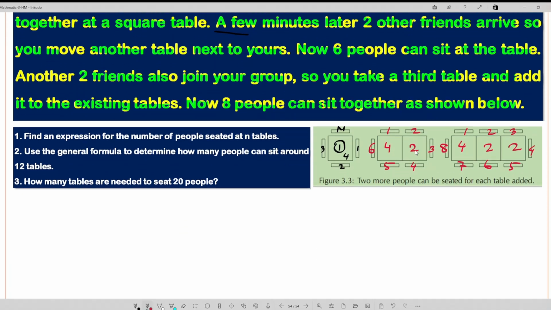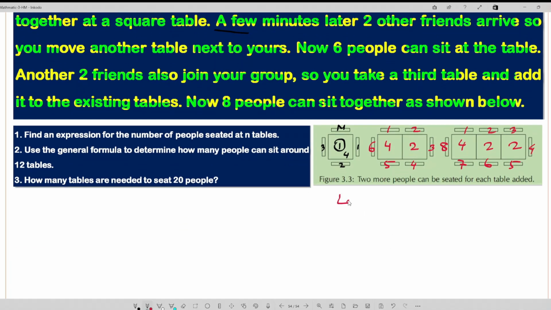We can write here first table 4 persons, second table 6 persons, third table 8 persons. So difference is 2 persons. It means once 2 persons come, we just add the existing table with another table. So 2 persons will increase, right?